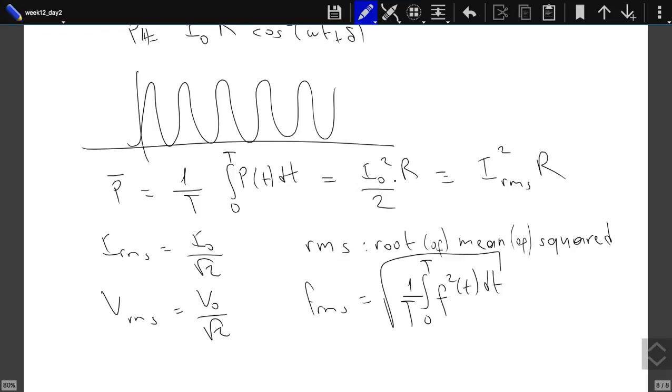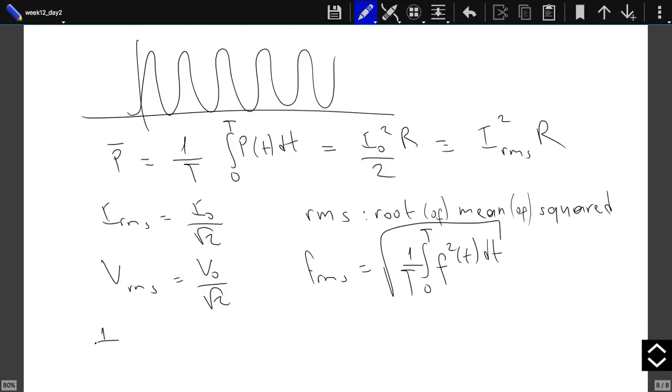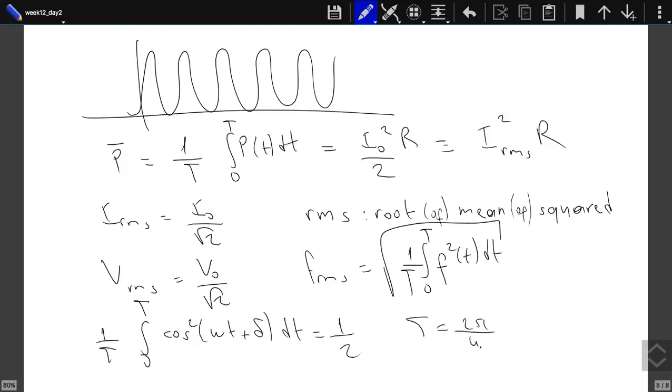This one. Oh, sorry. You were here. Okay. How long those two? Why is it on t? Now, 1 over T from 0 to T of cosine squared of omega t plus delta dt is equal to 1 over 2, where T is 2 pi over omega. If you calculate that integral, this is what you will obtain. It's just 1 over 2.